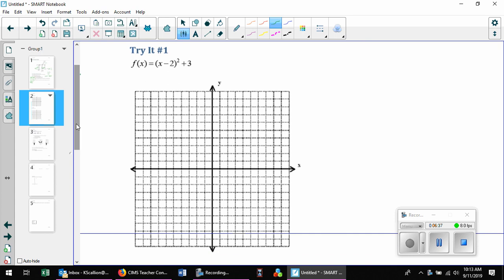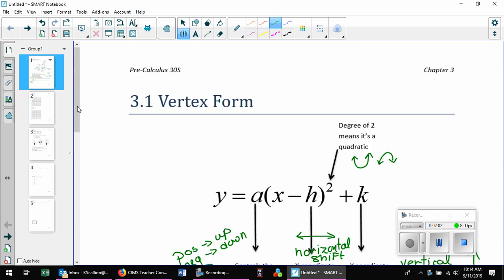Okay. So the first thing I'm going to do is identify the vertex, because this is in vertex form. Vertex form tells you what your vertex is. Inside the brackets is the x value of the vertex, and outside the brackets is the y value.